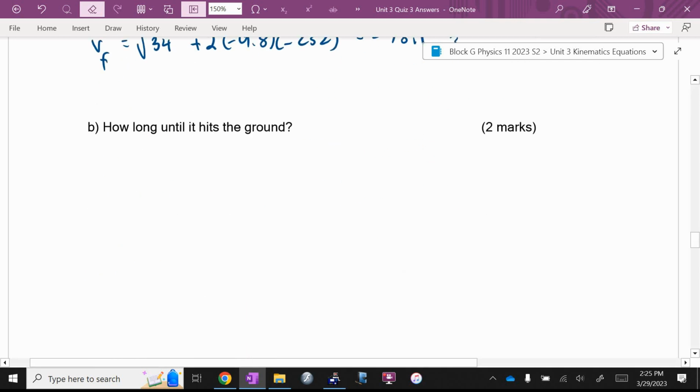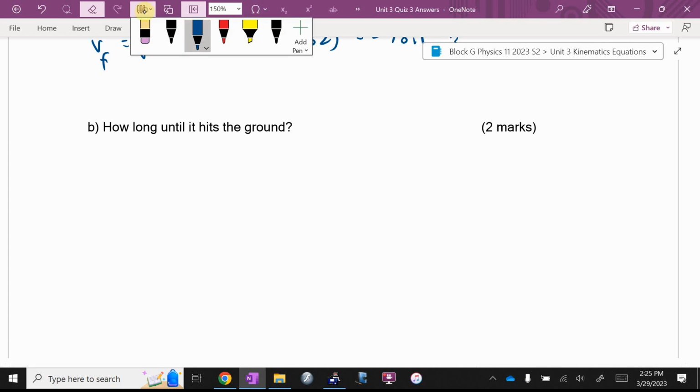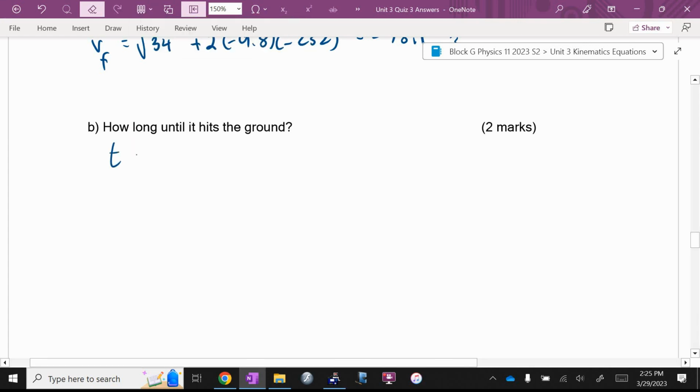Anderson, what are they asking me to find in part B? Why is this so tough? Well, you might be tempted to say, can't I use D equals VIT plus a half AT squared? You can if you know how to solve a quadratic formula.